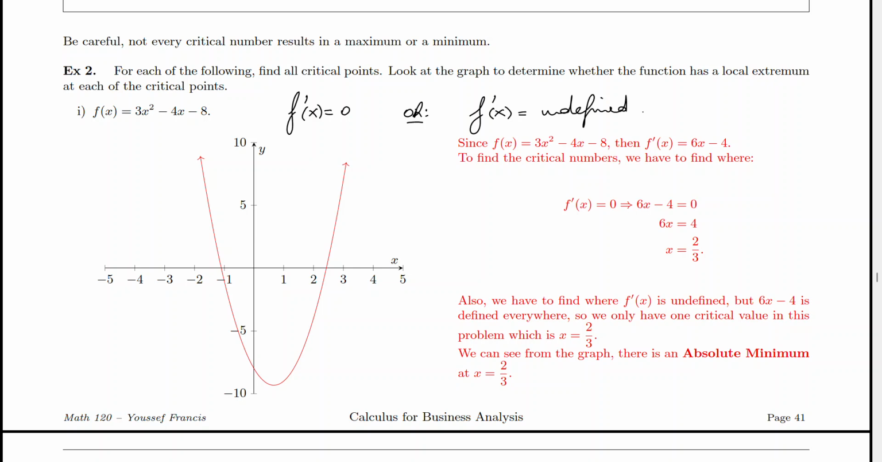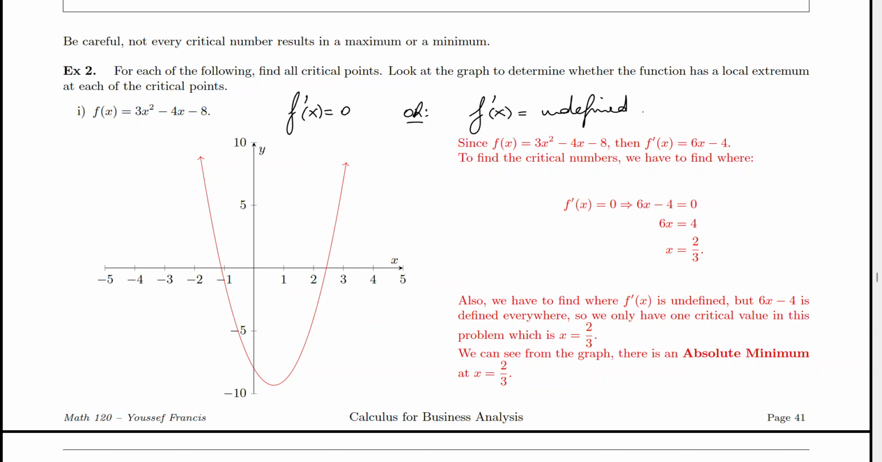So we start off with the function f of x, which is 3x squared minus 4x minus 8. Then we find the derivative. Obviously, the derivative of 3x squared will be 6x. The derivative of negative 4x will be negative 4. And finally, the derivative of 8 is just going to be 0, so that's why there's nothing written on the derivative side.